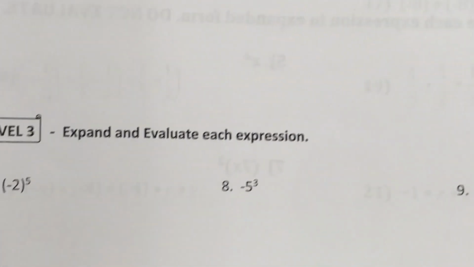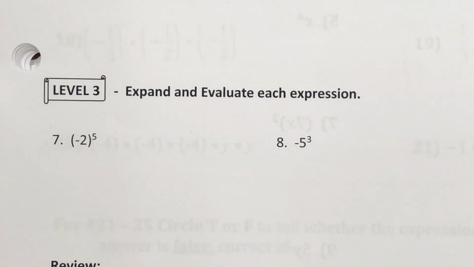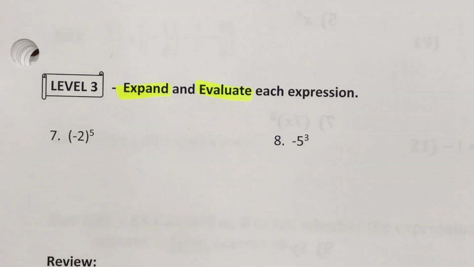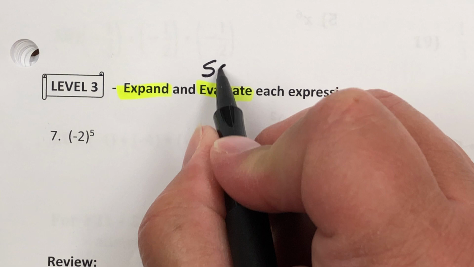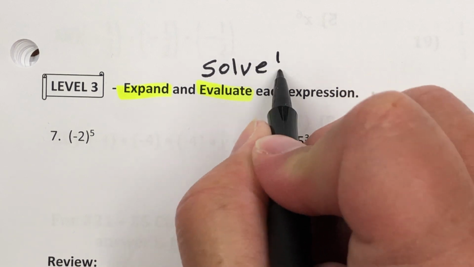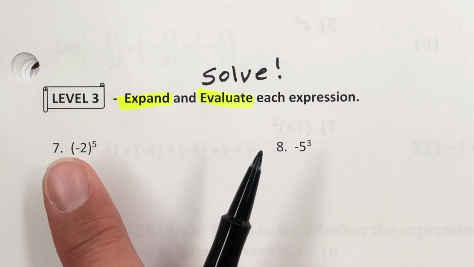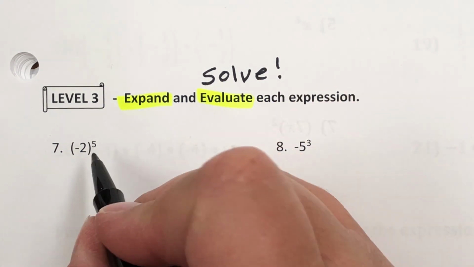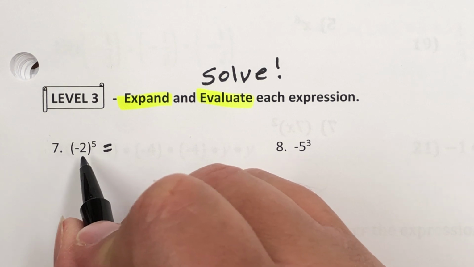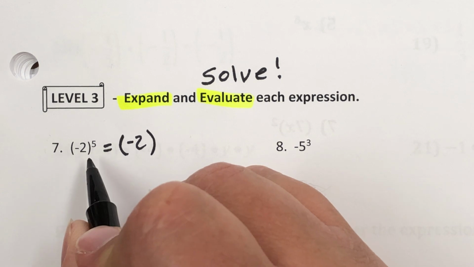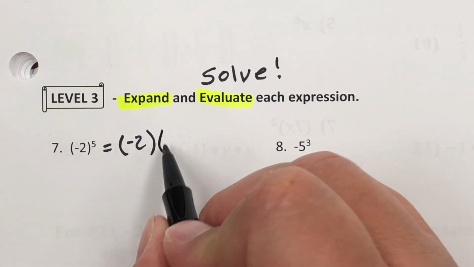Now down here, I have to do 2 things. It's not just expand. It's expand, but also evaluate. And remember, evaluate is kind of like the fancy Nancy word for solve. So I have parentheses around my base. When there's parentheses, the negative is part of the base, and you keep the parentheses. So it's -2 used as a factor 5 times.